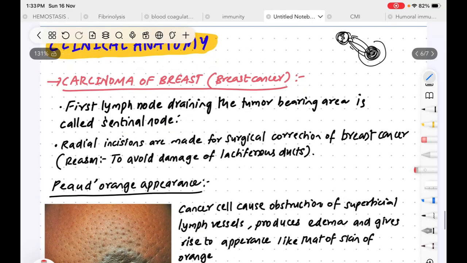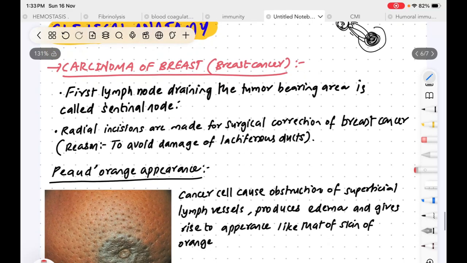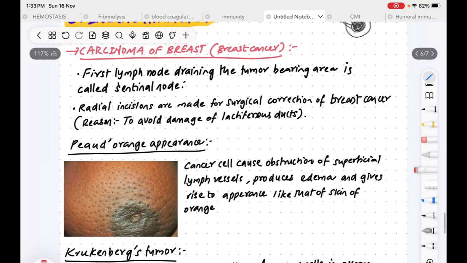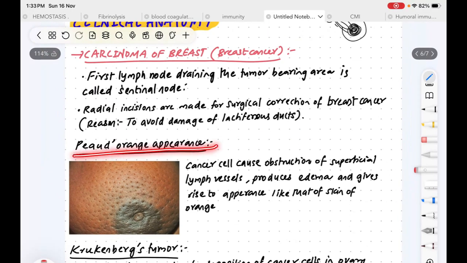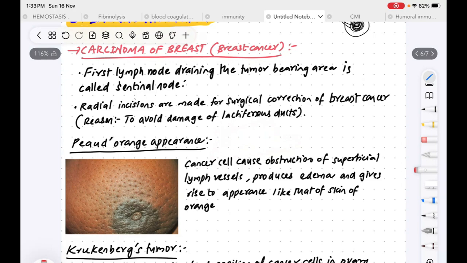And one more important point, radial incisions are made for surgical correction of breast cancer. What is the reason for the radial incision? To avoid damage to the lactiferous ducts. And we need to talk about the peau d'orange appearance. It is important from an MCQ point of view. Okay, the orange peel like appearance.